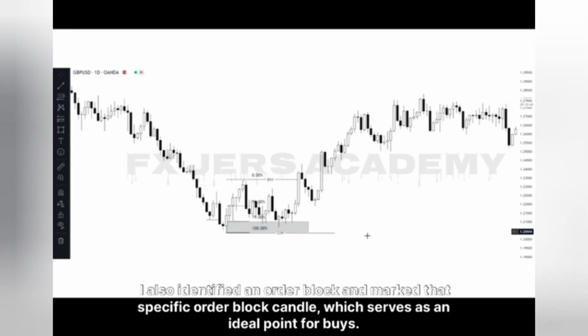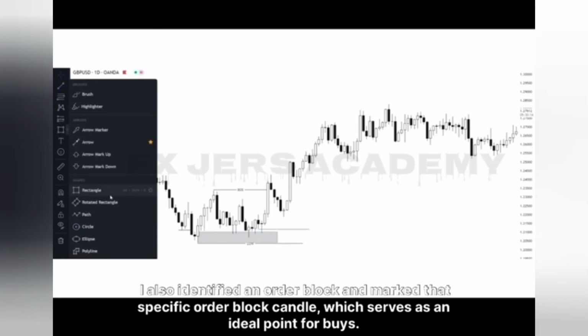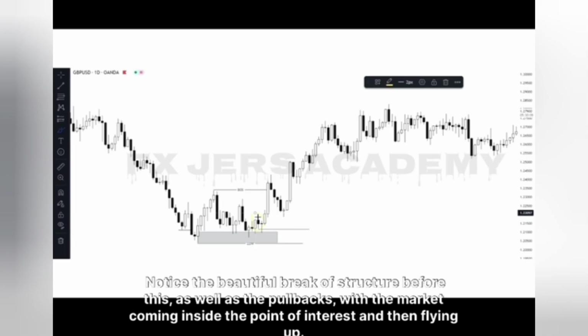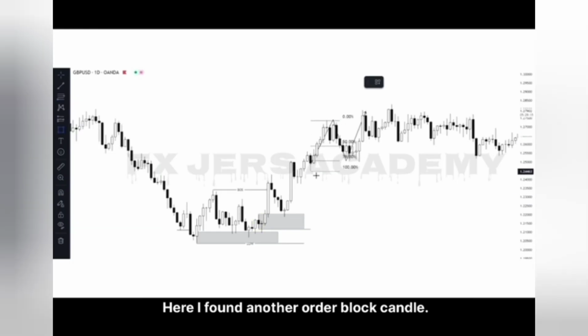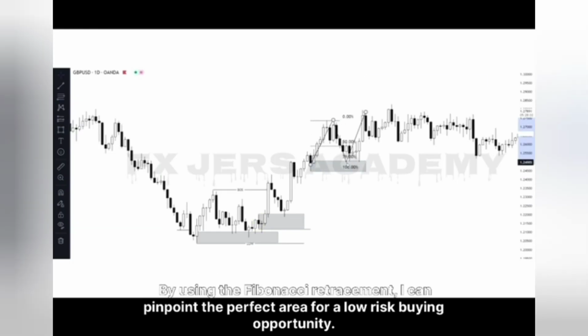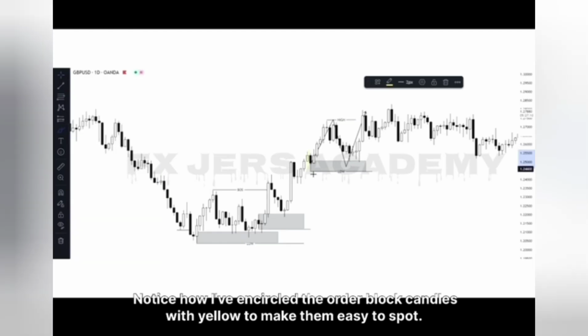I also identified an order block and marked that specific order block candle, which serves as an ideal point for buys. Notice the beautiful break of structure before this, as well as the pullbacks, with the market coming inside the point of interest and then flying up. Watch closely. Here, I found another order block candle. By using the Fibonacci retracement, I can pinpoint the perfect area for a low-risk buying opportunity. This is the low of the area, below the point of interest.